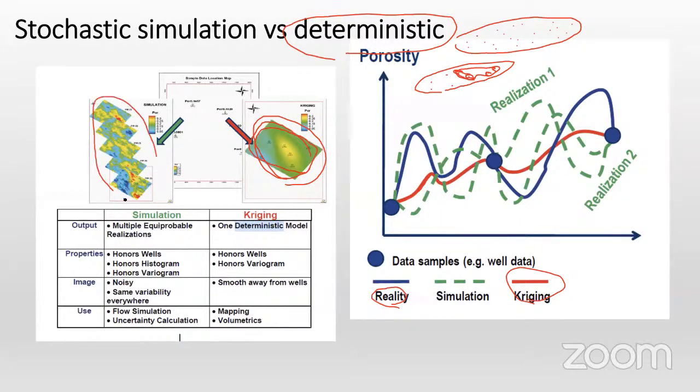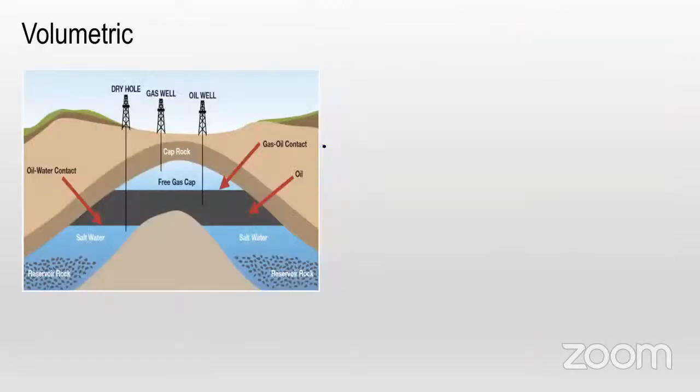But using different realizations in the stochastic simulation model, it randomly distributes the properties and gives you not one result but several results, and the uncertainty is lower compared to the deterministic model.